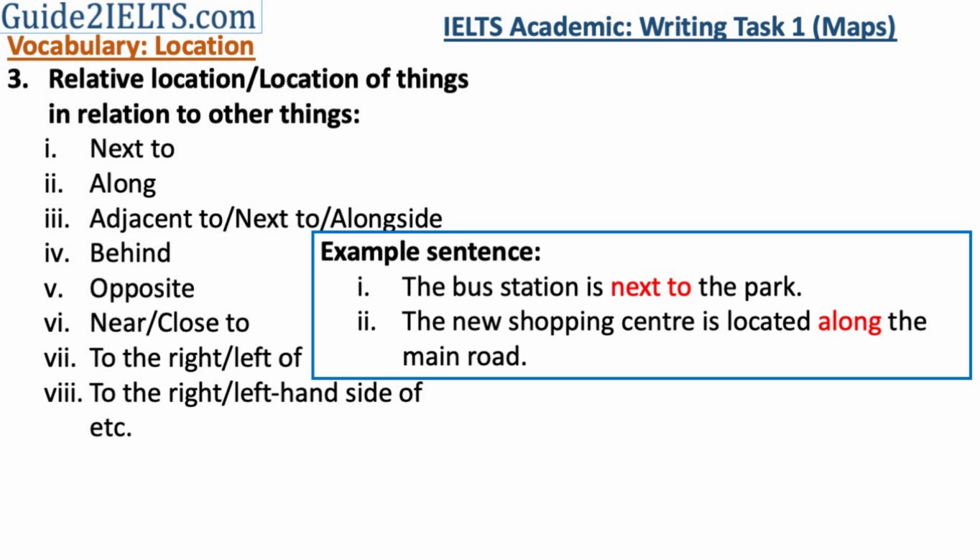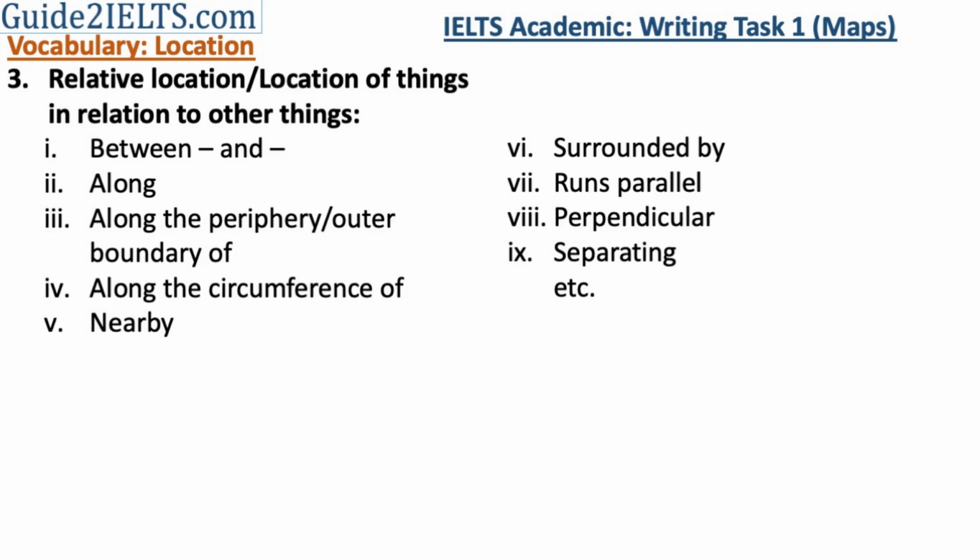The third way of writing about location of things is in relation to other things. So instead of saying that something is in the eastern side of the map or something is at the left side of the map, I could write that one thing is near the other thing, etc. So we can use terms like next to, along, adjacent to, opposite, and near. A few other such words are on your screen.